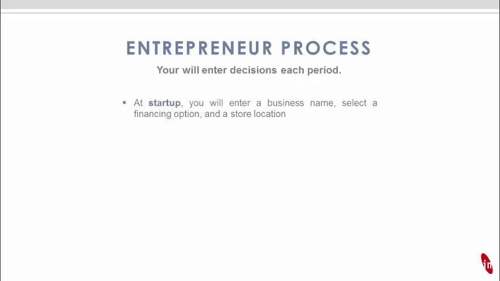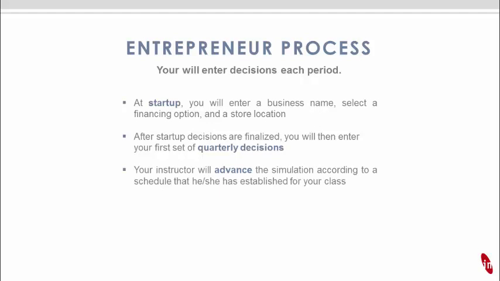At the startup, you will choose a business name, choose your financing option, and also select a store location. After that, you will have quarterly decisions. So again, this is based on the calendar quarters of your business. I will advance the simulation according to the schedule that you can find in the interpretive.com site. So once you log into the simulation site, you will see on your dashboard the schedule for the decisions. You can also find these in Canvas, on the syllabus, and in the weekly modules.